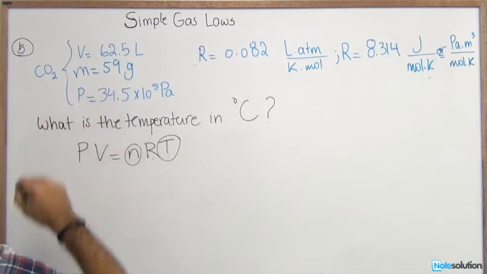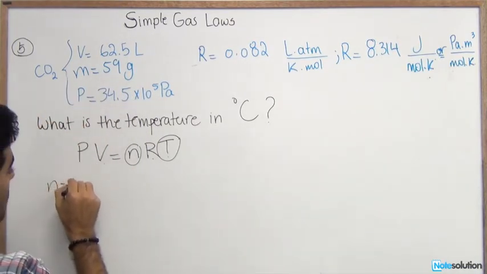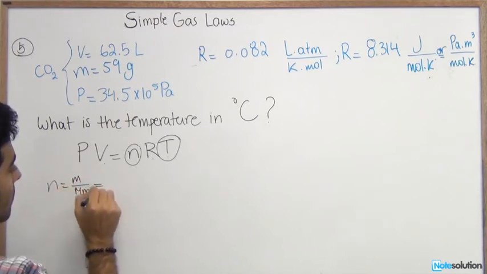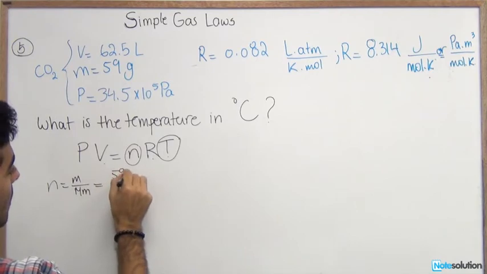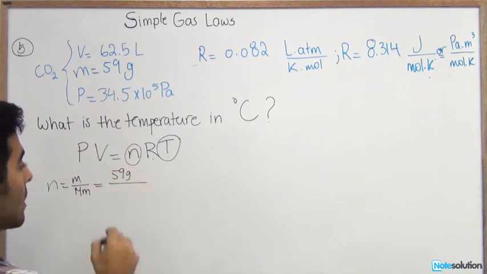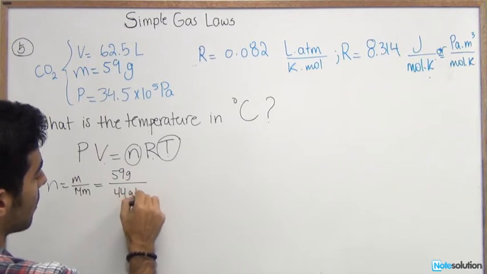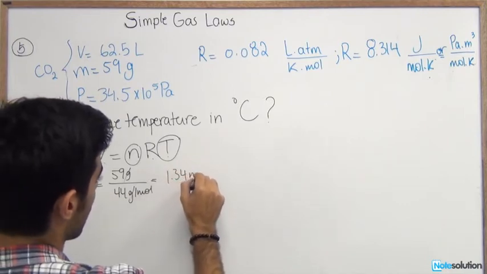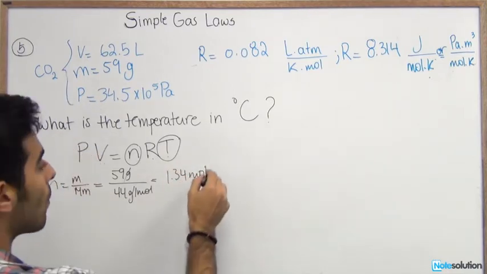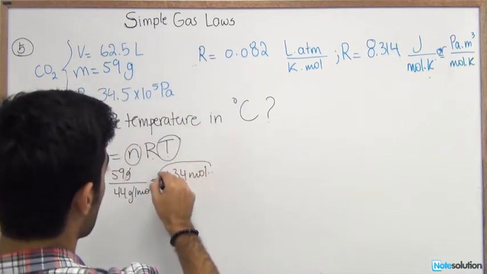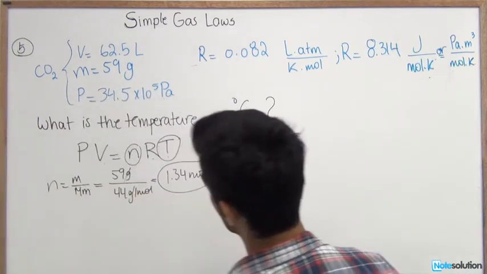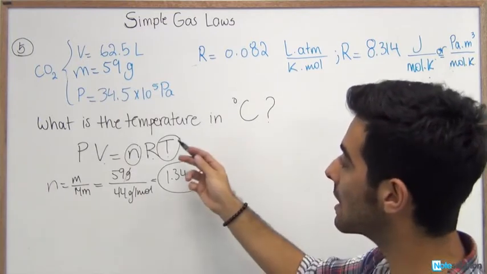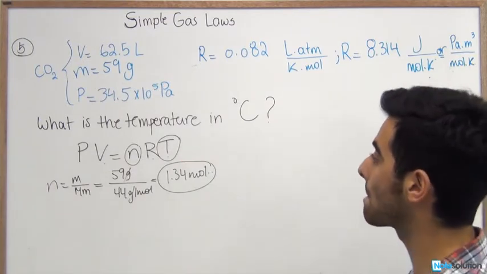So the number of moles, in this case, we're given the mass. So number of moles equals mass over molar mass, which equals 59 grams over the molar mass of carbon dioxide, which is 44 grams per mole. If we cancel off the gram, we're left with moles, and 59 divided by 44 is going to be equal to 1.34 moles. So now we know the number of moles is 1.34 moles. Now we still have the temperature, which is what we need to find out.